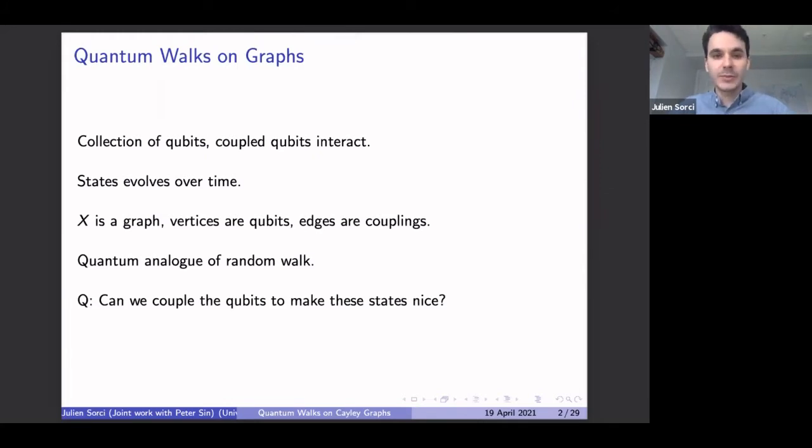Now the fundamental question we're going to be asking is: can we couple the qubits so that we can get some nice states to come out of this dynamical process? I'll make more precise in a second what I mean by nice.